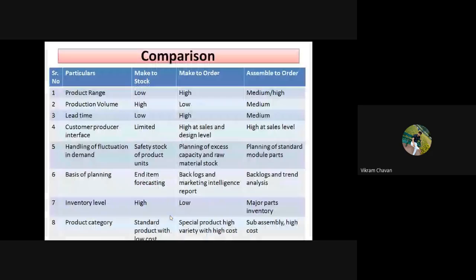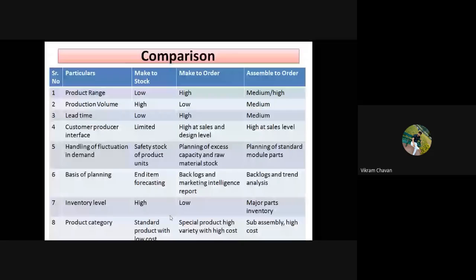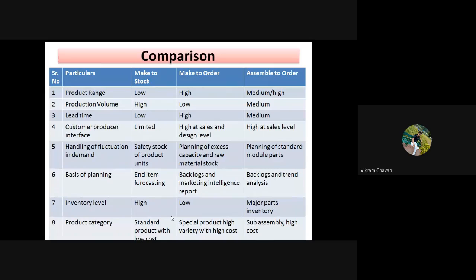Here I have prepared one comparison between make to stock, make to order, and assemble to order. Just go through that comparison and you will understand the difference between them. So the first parameter is product range. In case of make to stock, the product range is very low. Whatever products are there, they are standard products.